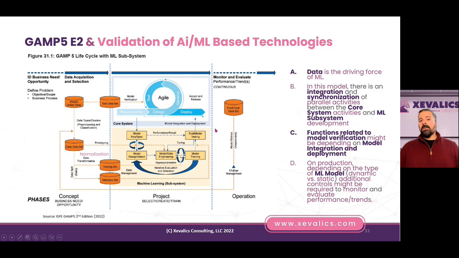What is different here is that there should be another stage for monitoring and evaluating performance and trend continuously once the system is in production, right? And then, depending on whether the model is static or dynamic, we have to make sure to follow our change management processes in place, depending on what kind of results we are seeing, because of the data, how our model is behaving, and the impact of the data it is receiving once the system has been released to production.